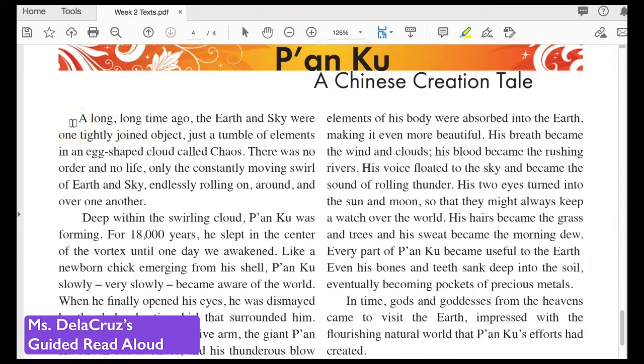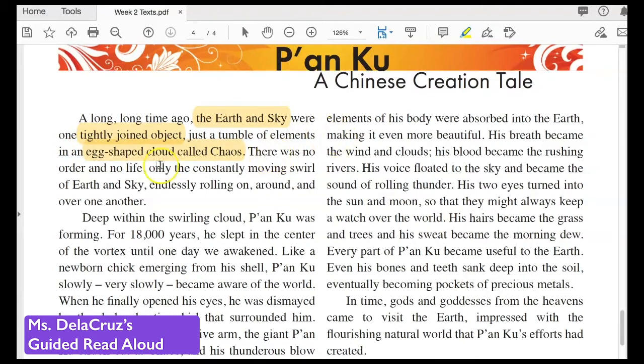A long, long time ago, the earth and the sky were one tightly joined object, just a tumble of elements in an egg-shaped cloud called chaos. So basically, we have the earth and the sky tightly joined together in an egg-shaped cloud called chaos.